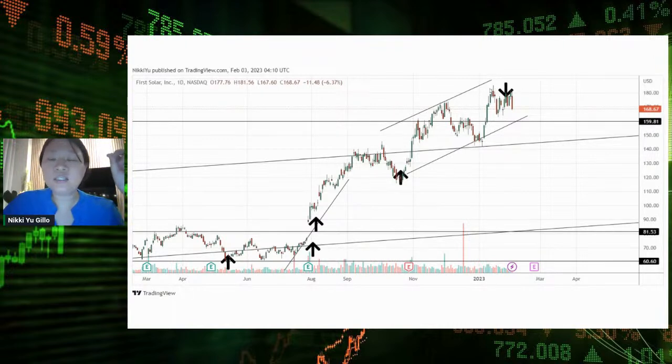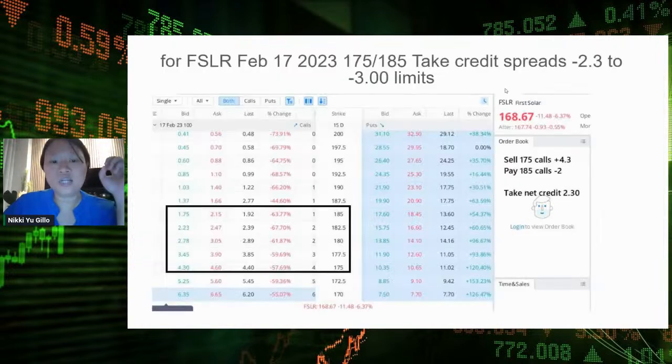So we can see that this was a multiple setup that is already showing weakness. And this is something that we can take advantage of. So if we say that First Solar has 180 resistance, there are several ways.